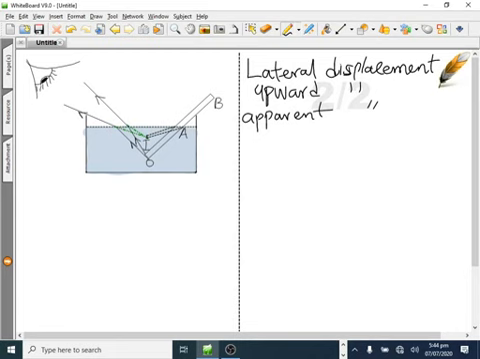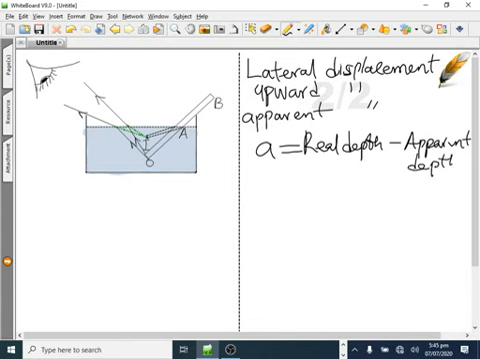This is very simple. The lateral, upward or apparent displacement, which can be represented by A, is equal to your real depth minus your apparent depth. You can say that A equals R minus E, where A is the apparent or lateral or upward displacement, R is your real depth, and E is your apparent depth.